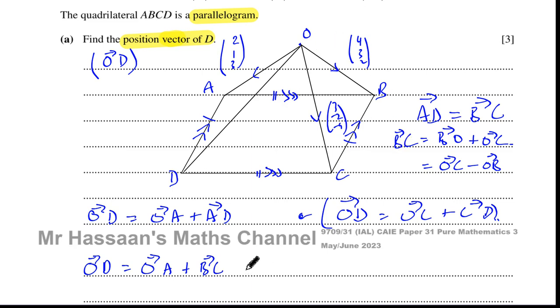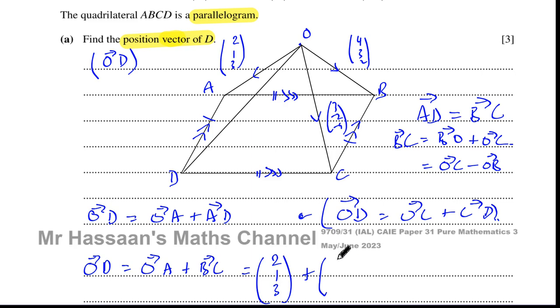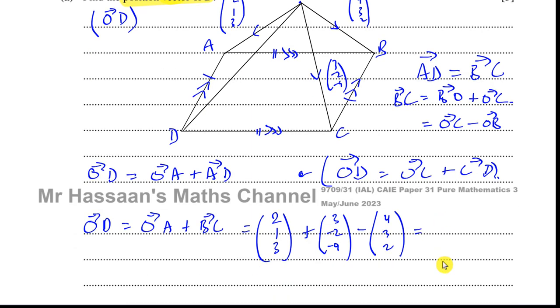So we can now put in our vectors. We can say O to A, we know, is 2, 1, 3. Plus O to C, which is, let me take it from here, it's a bit neater, 3, negative 2, negative 4, minus O to B, which is 4, 3, 2. And that will give us our answer. This here is the vector B to C.